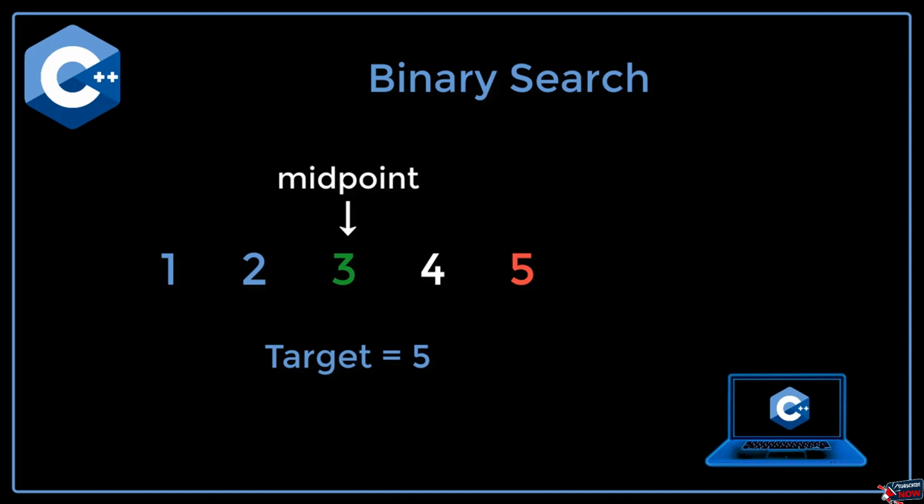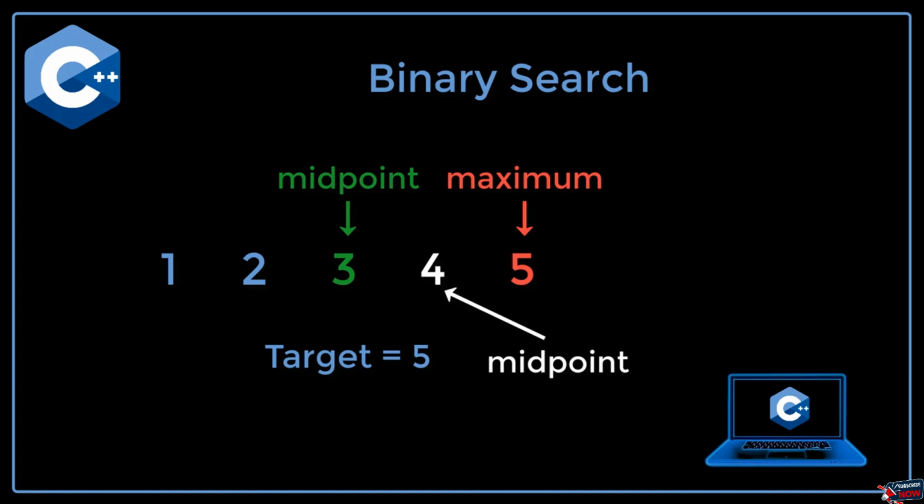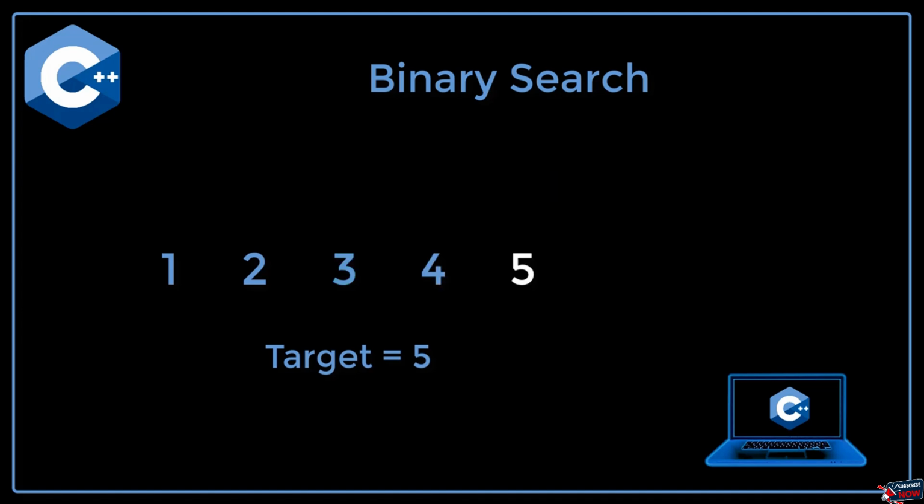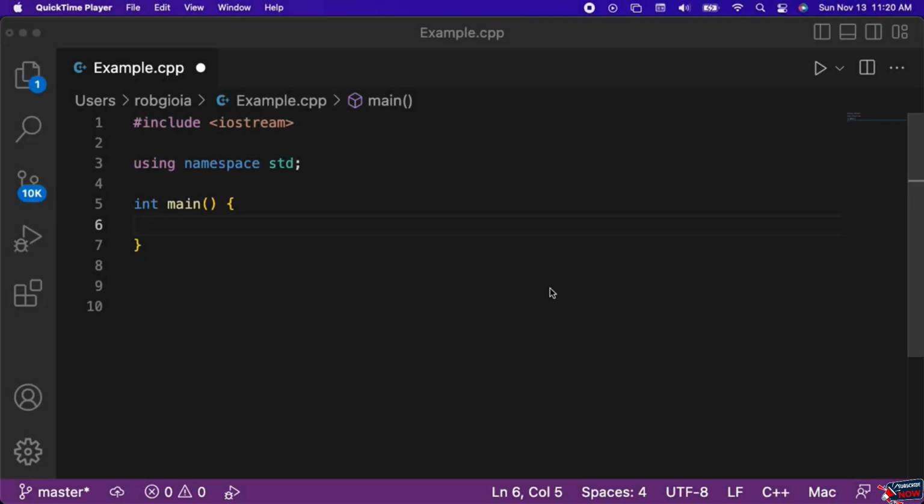Since 3 is less than 5, we only need to consider elements in the right side of the collection. Therefore, the minimum value is 3, and the maximum value is 5, and the middle element is 4. Since 4 does not equal 5, we repeat the steps for everything to the right of 4, which is just one element, 5. We have found the element 5, which is at index 4 in the vector, so we return 4. Now that we've looked at an example demonstrating the theory of the binary search algorithm, let's learn how to implement it using C++ code.